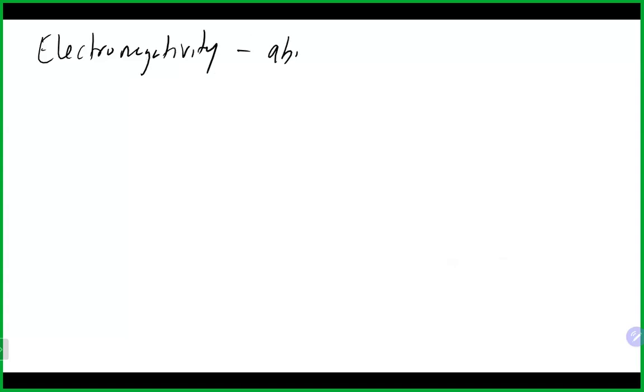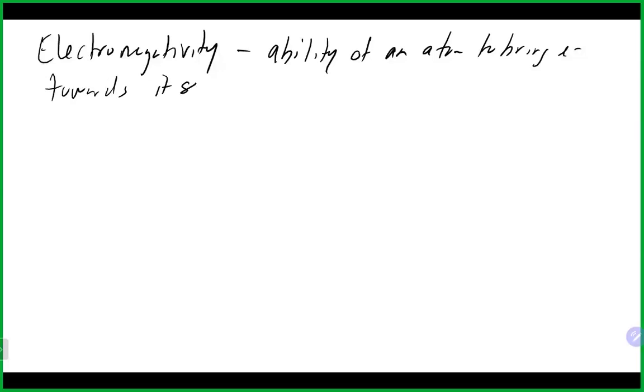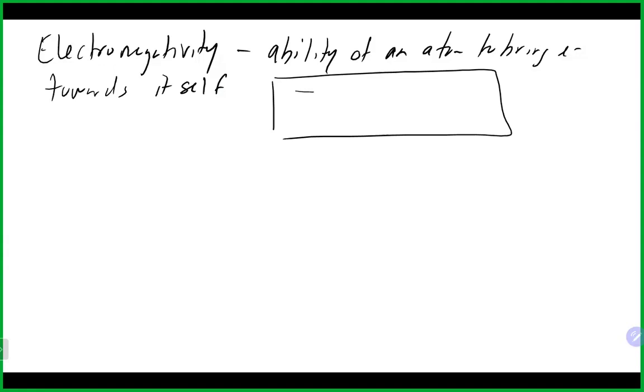Electronegativity is the ability of an atom to bring electrons towards itself. And on the periodic table, it increases as you go up and to the right. Fluorine is the most electronegative element you could have, and it decreases as you go this way. So it increases and decreases.